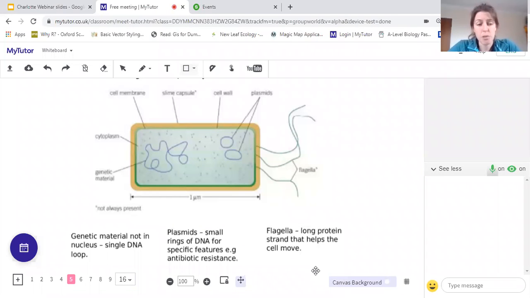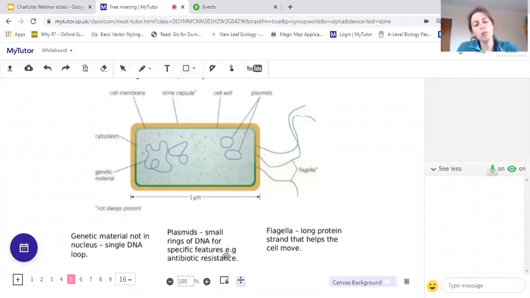So firstly, one of the key differences between eukaryotic and prokaryotic cells is that the genetic material in prokaryotic cells isn't held in a nucleus, it's not contained. It's a single loop of DNA, you can see it kind of here. It's just kind of a string. It just hangs about in the cytoplasm. It still provides all of the genetic material for the cell, but it's arranged very differently.